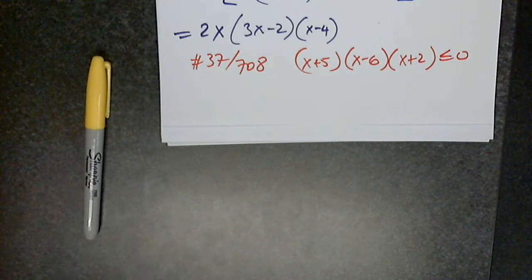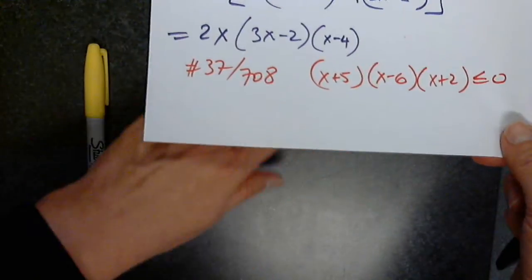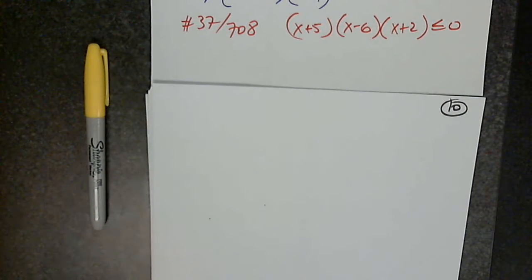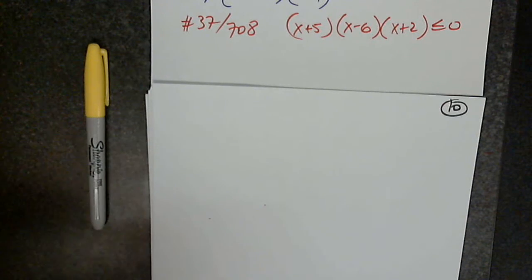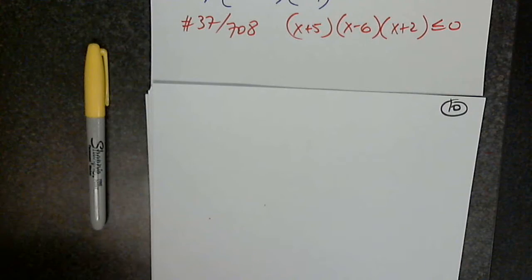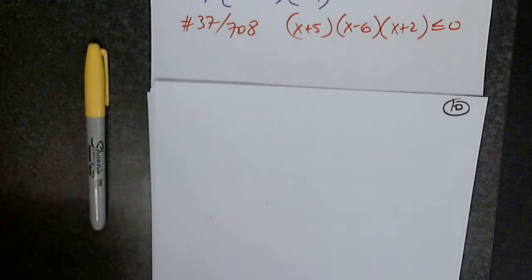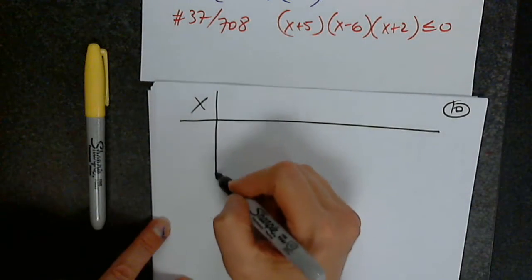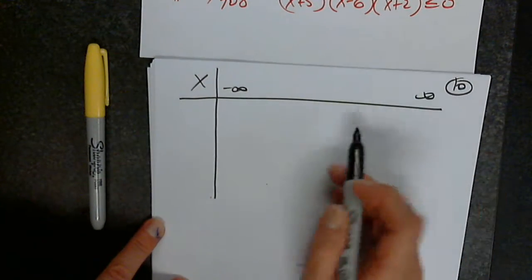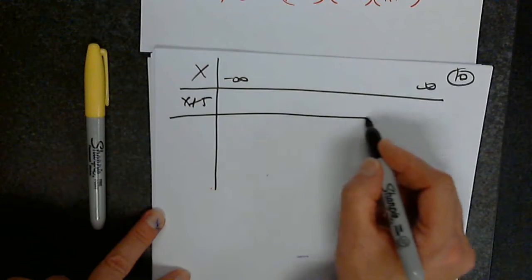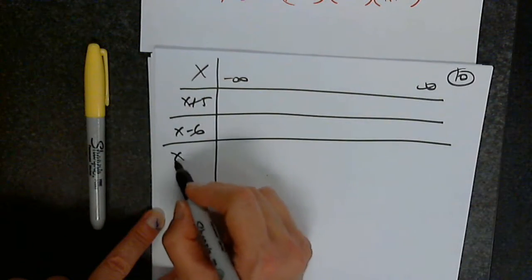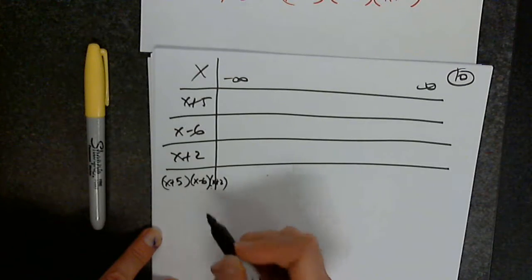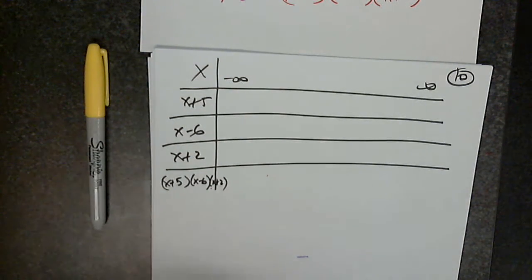Is this inequality chart ready or not? Because I have to study the sign. It requires a product or a ratio on one side and zero on the other. Is the chart ready or not? Yeah, it's a product on the left and zero on the right. So x is the variable in the problem, that goes from negative infinity to infinity. Then x plus 5, then x minus 6, then x plus 2, and then the product, x plus 5, x minus 6, x plus 2. Which numbers go in the chart?